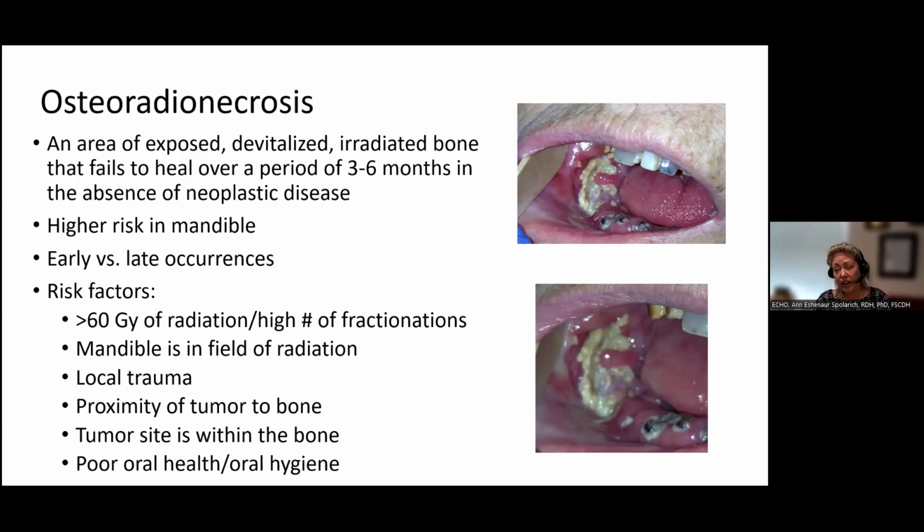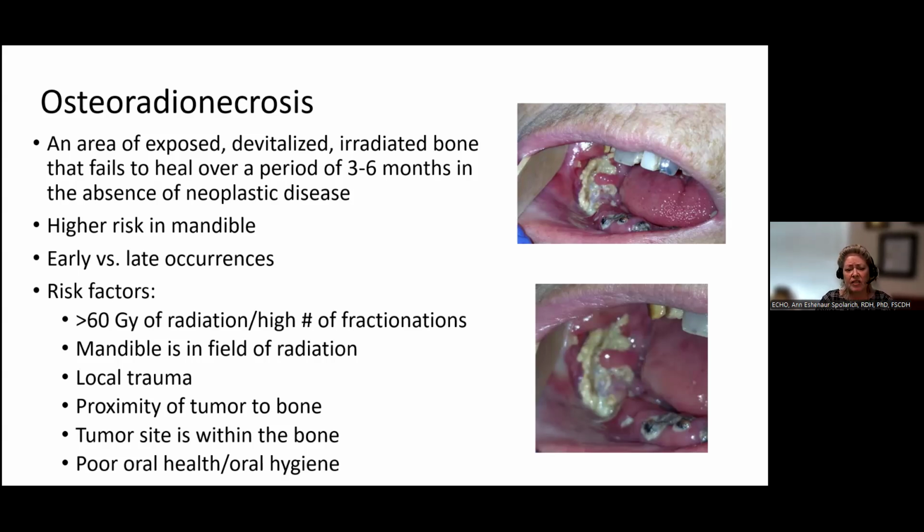We know the risk is higher in the mandible because blood flow in the mandible is really contained inside of the mandible that's surrounded by bone, so it's harder to deliver nutrients to turn over and repair bone versus on the maxilla where we have much more vascularity. Typically, if it shows up early after treatment, it's more associated with very high doses of radiation in a short period of time. The majority of cases of ORN show up later, like we say, months after radiation is complete.